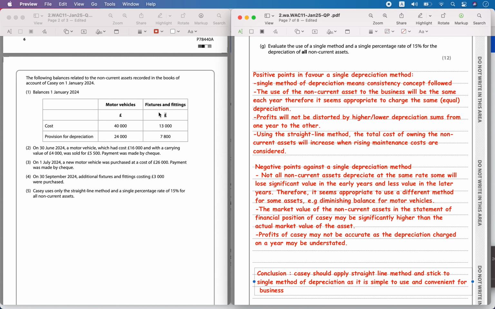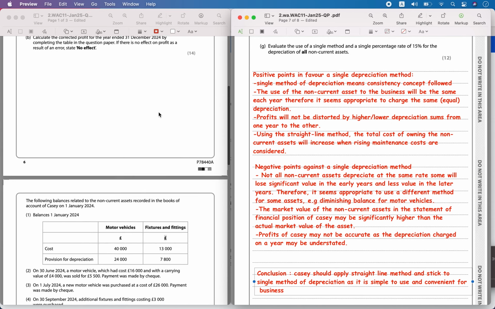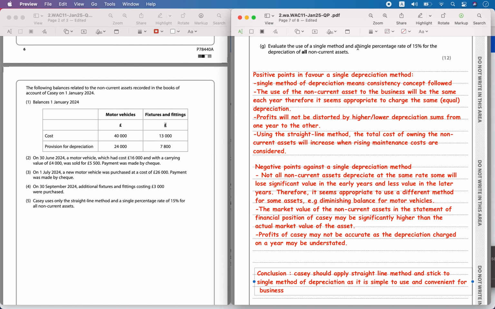So the Jan 2025 question number 2 part G, evaluate the use of single method and a single percentage rate of 15% for the depreciation of all non-current assets. So Casey is using 15% depreciation method for motor vehicle and fixtures and fittings. So let's evaluate this thing. So if she applies a single method of depreciation policy, that means she is following consistency concept, and also the use of non-current asset to the business will be the same each year. Therefore, it seems appropriate to charge the same depreciation. The use of both will be the same, we can assume.